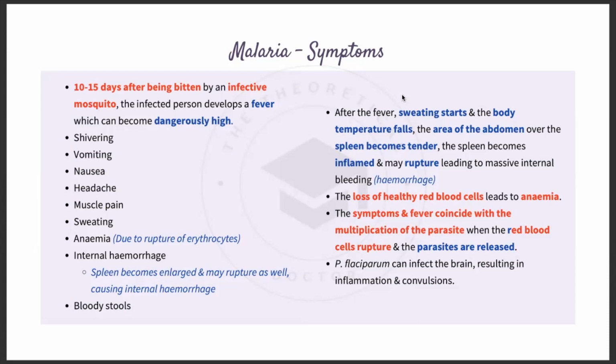So after the fever, the sweating starts. The body temperature falls. The area of the abdomen over the spleen becomes tender, becomes painful. The spleen becomes inflamed and may rupture, leading to massive internal bleeding or hemorrhage. The loss of healthy red blood cells leads to anemia, and the symptoms and fever coincide with the multiplication of the parasite, where the red blood cell ruptures and the parasites are released with their toxins. P. falciparum can infect the brain, and this can cause the person to have convulsions or seizures.